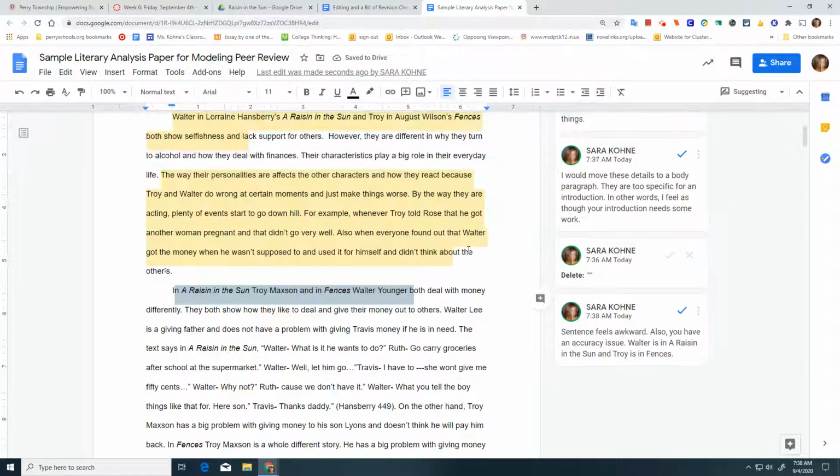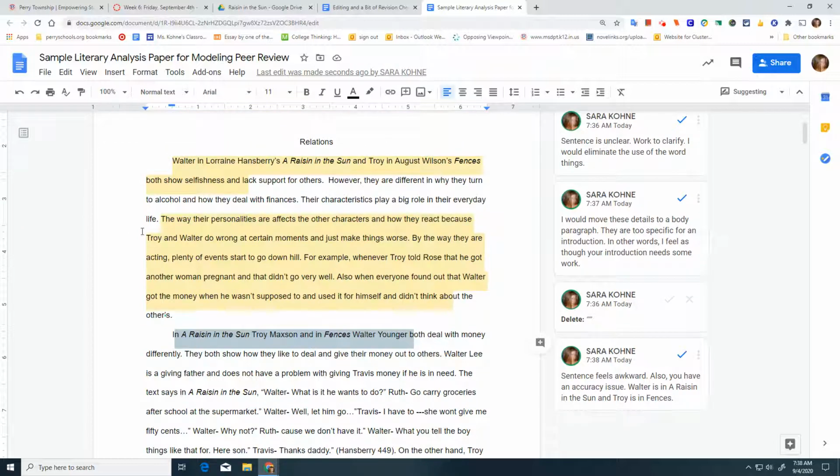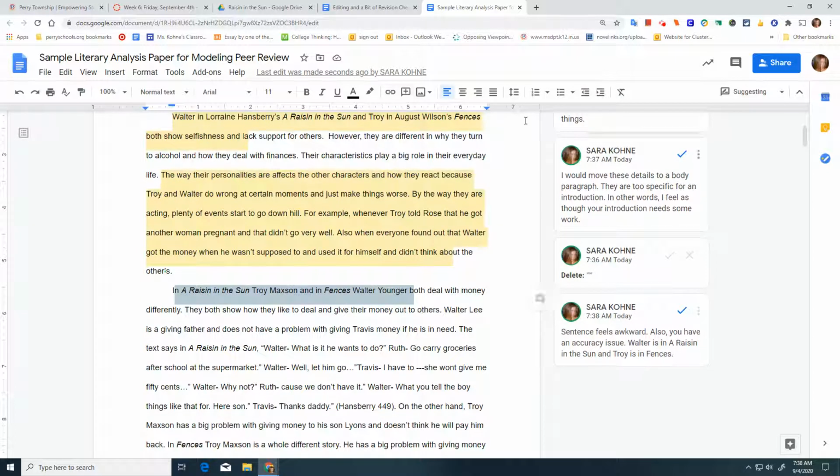Okay, let's look at our thesis again. Our thesis, I'm assuming, is these first two sentences. Okay, it says they're different in how they turn to alcohol and how they deal with finances. Okay, so it connects to the thesis. Not sure this is the appropriate place for it chronologically, but we'll see. "They both deal with money differently. They both show how they like to deal and give money out to others." What do you mean by deal?